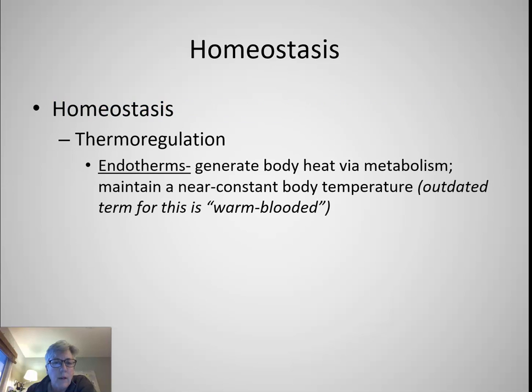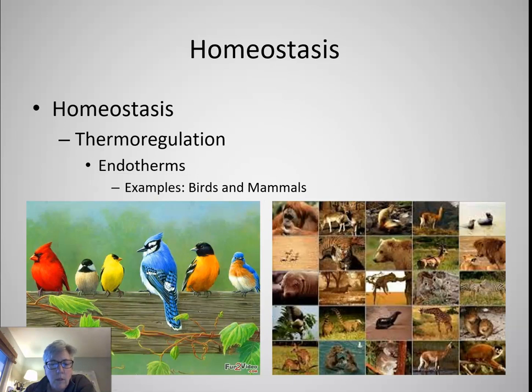All right, another kind of animal regulates their body temperature in a different way. These are called endotherms, and they generate body heat via their own metabolism to maintain an almost constant body temperature. These are what we used to call warm-blooded. Some examples are birds and mammals. Birds and mammals use their own metabolism to maintain their body temperature.